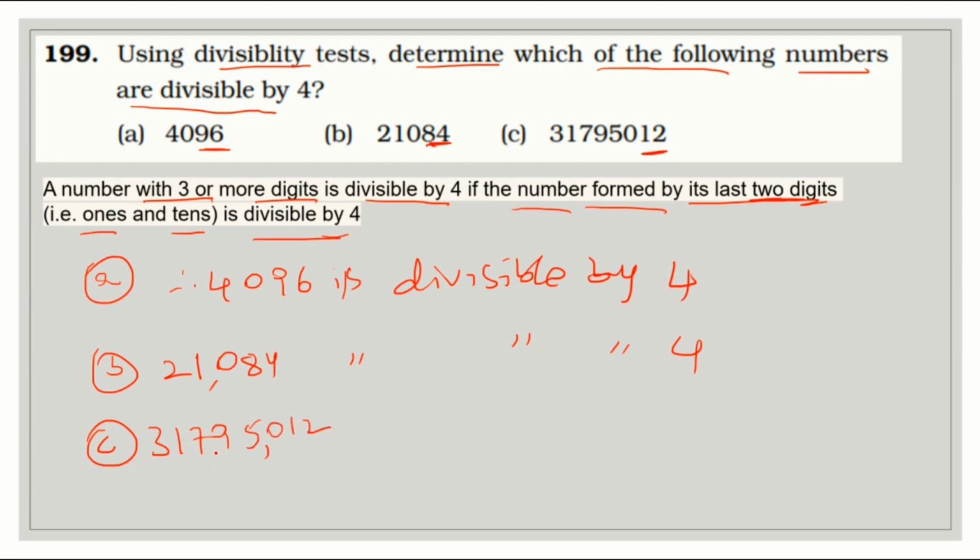31795012. How do you read this number? 3,17,95,012 is also divisible by 4. That means all 3 numbers are divisible by 4.